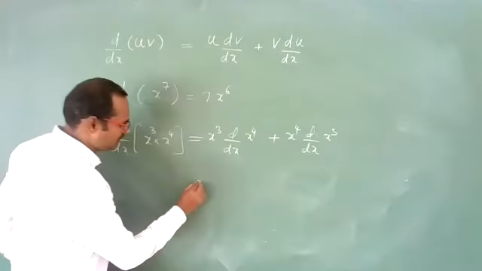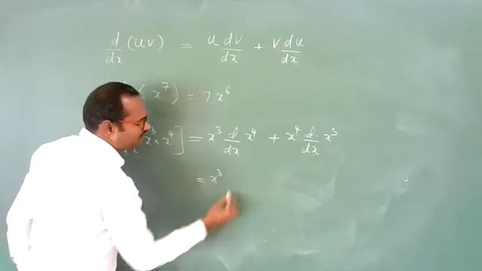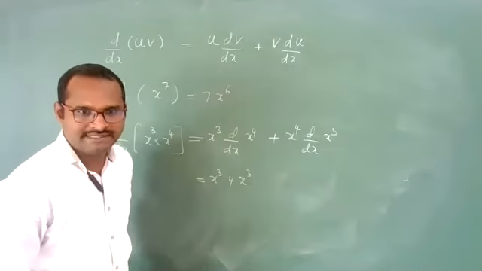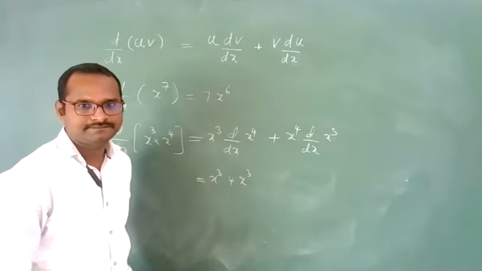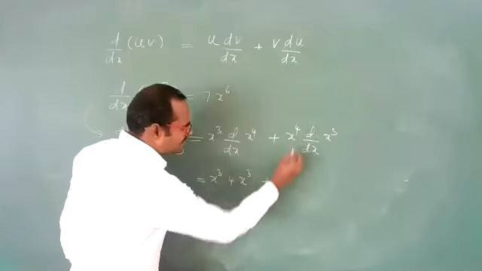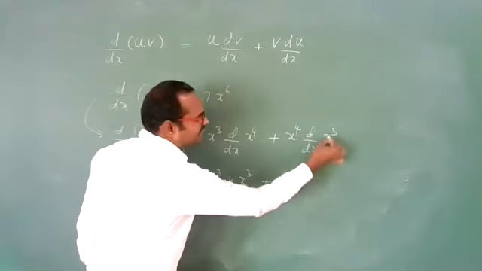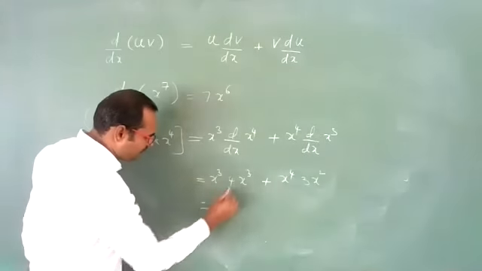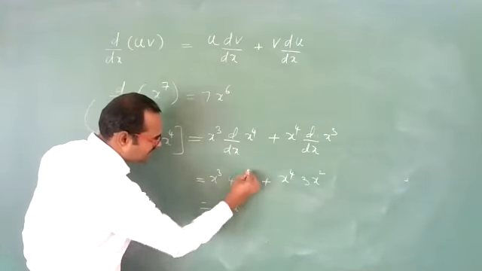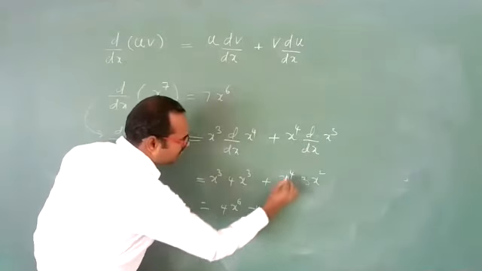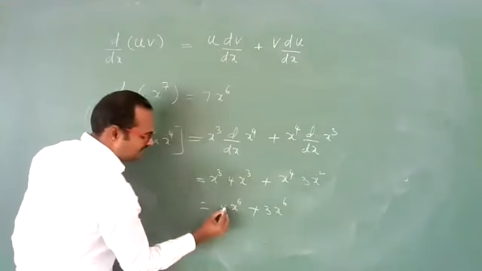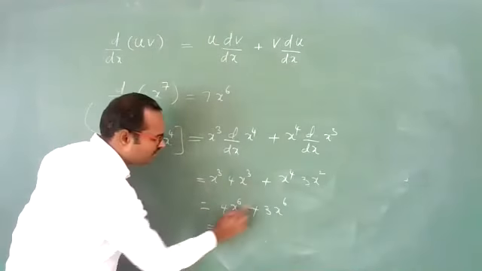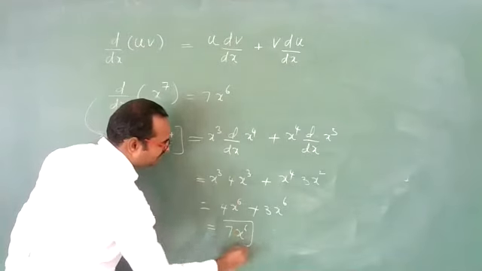Now take the differentiation. x power 3 into d by dx of x power 4 is 4 into x power 3. Clear, students? Yes. Plus x power 4 into d by dx of x cube is 3 into x square. Now you will get 4x power 6 plus 3x power 6. x power 6 is the same, take it common, you will get 4 plus 3 is 7. 7x power 6. Yes, perfect result.